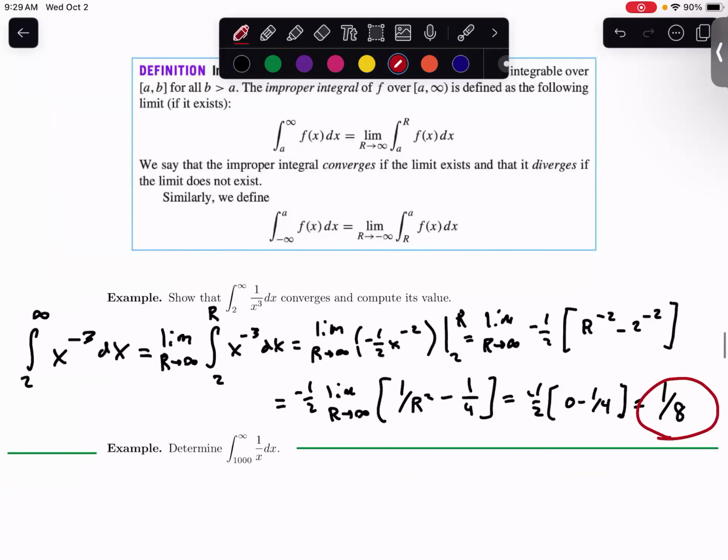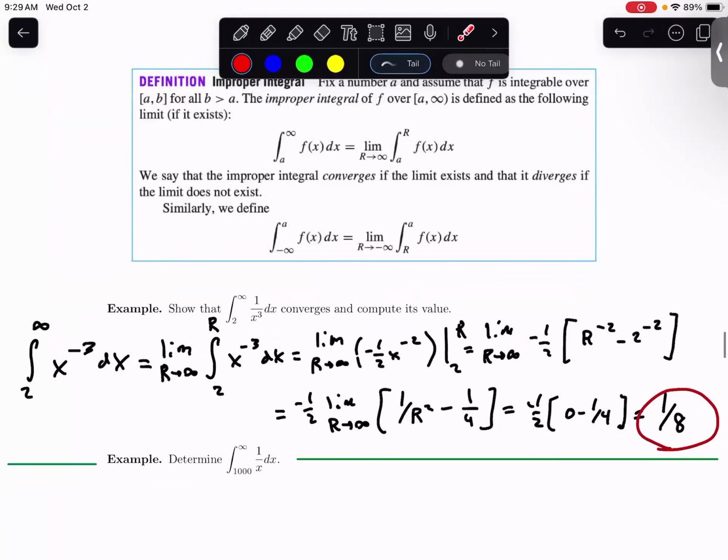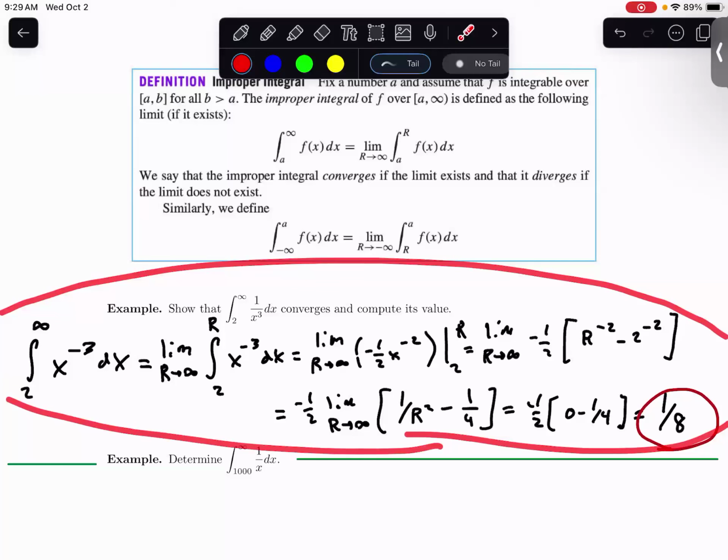So that's all that's going on here. Really, you're just doing standard integrals, just ignoring the limit, and then you just compute a limit as r goes to infinity or minus infinity at the end. At least for these simpler examples. There'll be more complicated examples later on. Any questions about this first example?